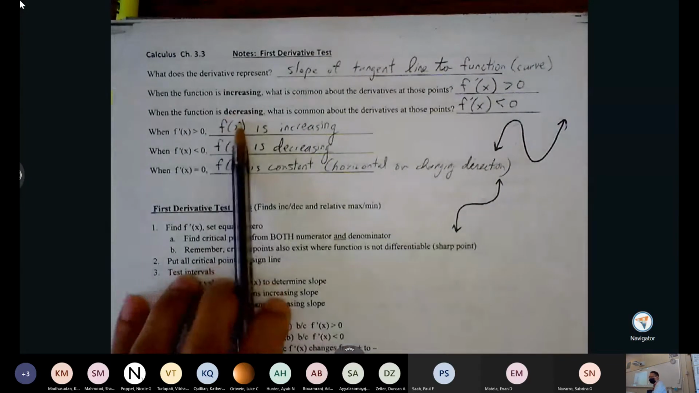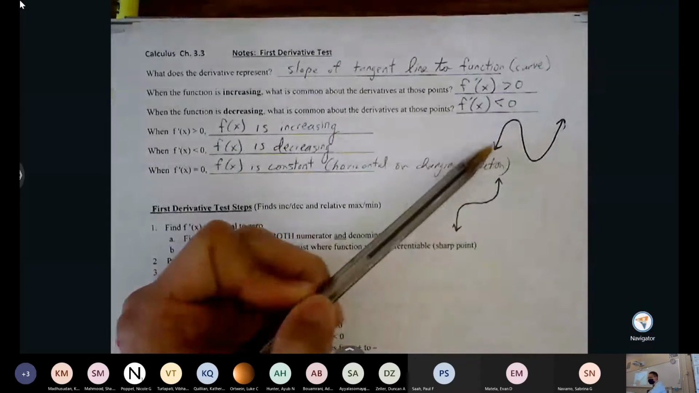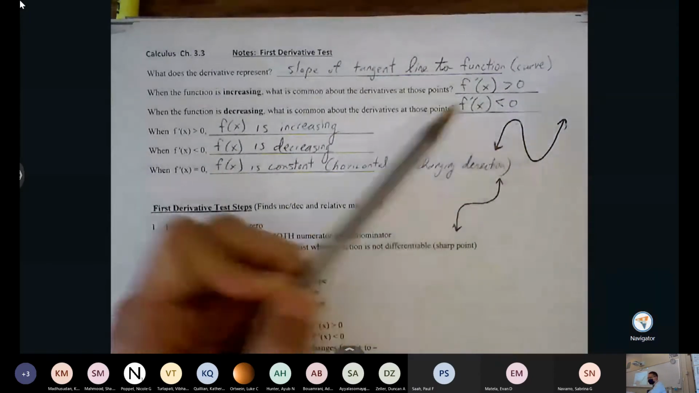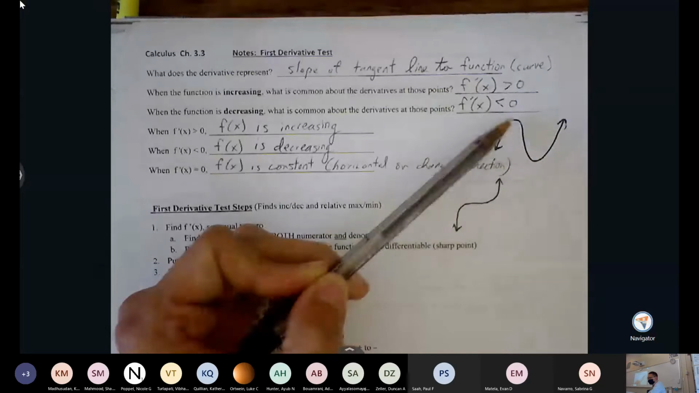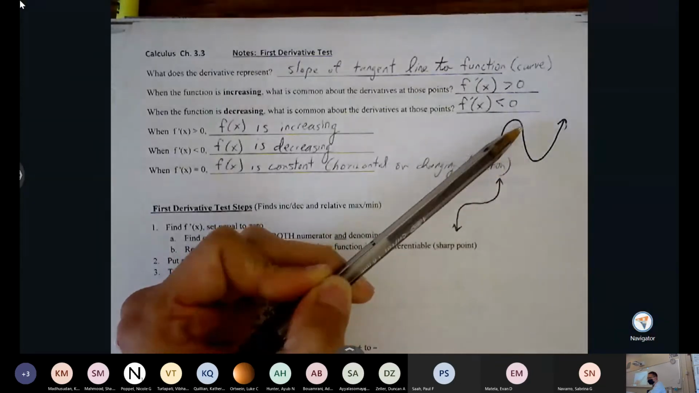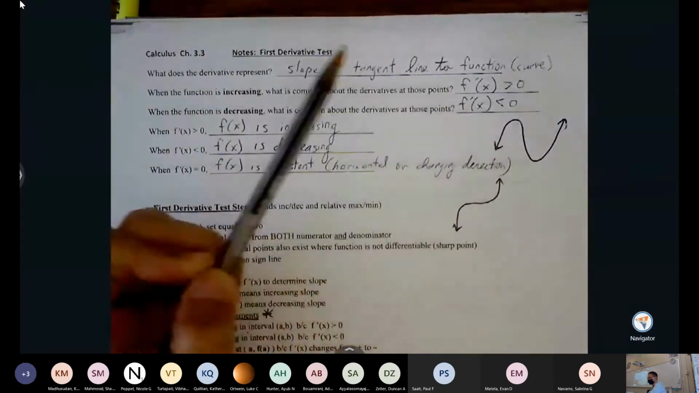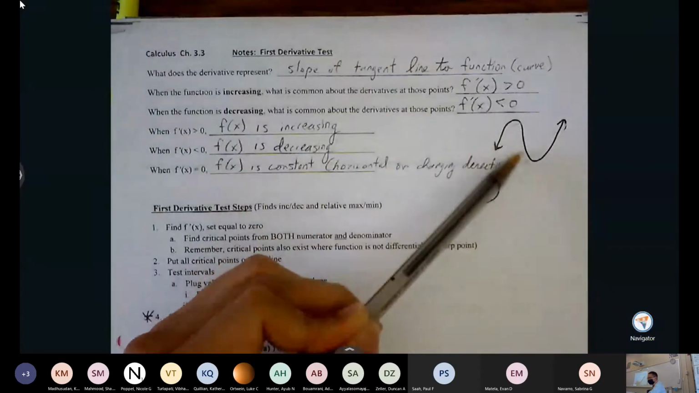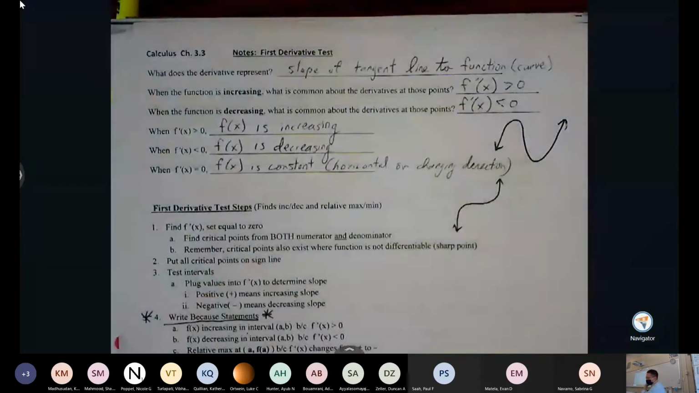If a function is decreasing, remember, we only read the graph from left to right. Okay, we don't want to read the graph backwards. We always read the graph from left to right. So whenever the graph is decreasing, like in this interval, the common theme is that every point is going to have a negative derivative. F prime is always going to be less than 0 in all these intervals, at all these points.